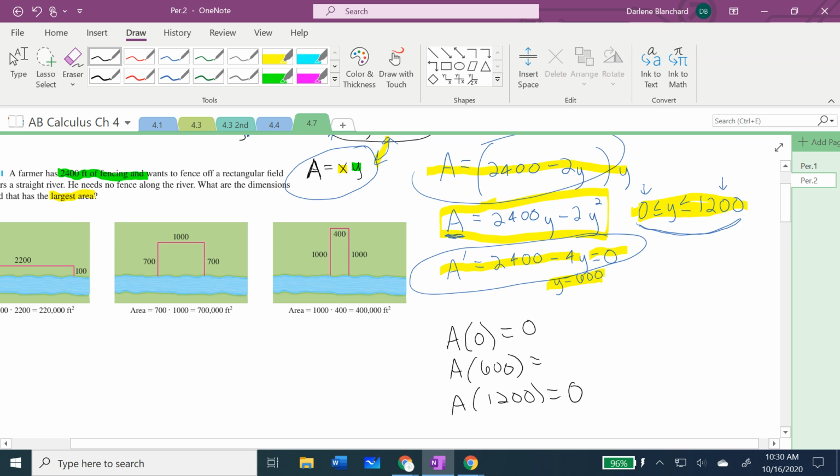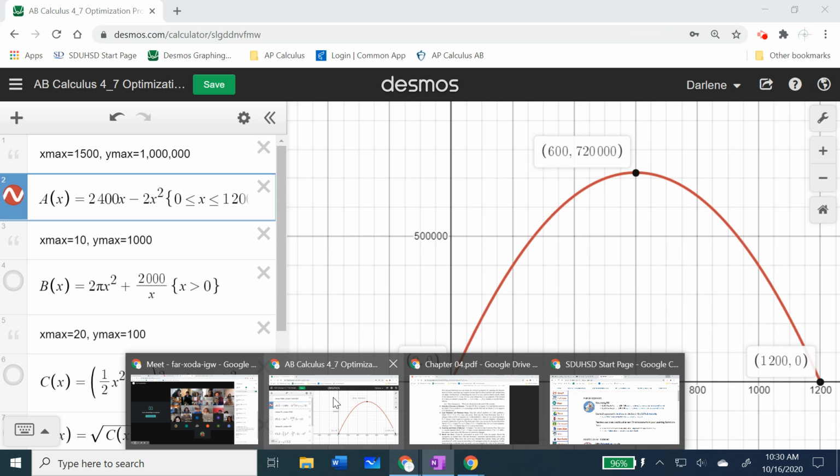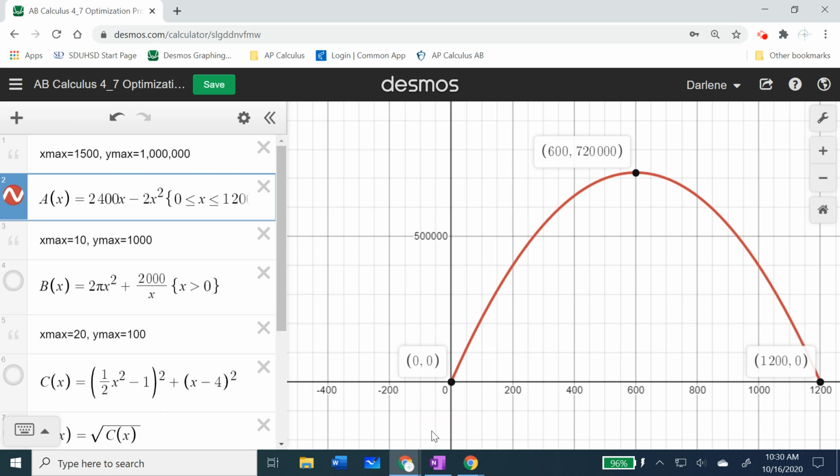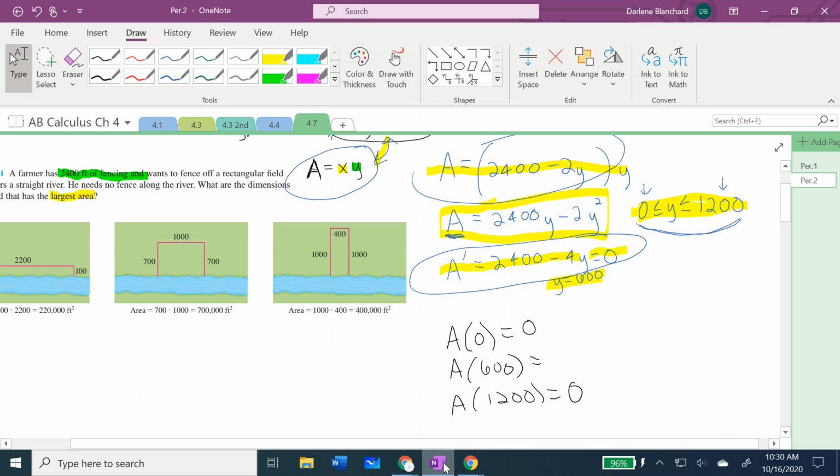600 was 70. Does anyone remember it off the top of their head, or do I need to go back? 70-something thousand. Thank you. So I should probably check it then. 720,000. Ooh, good memory. This would be enough justification on the AP exam for you to then say that the area optimizes when y is 600.